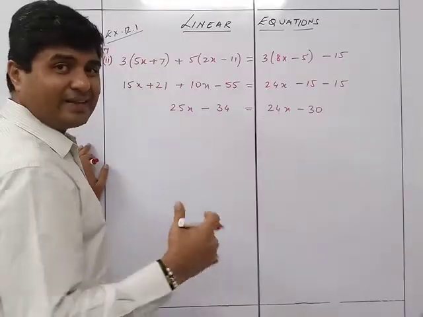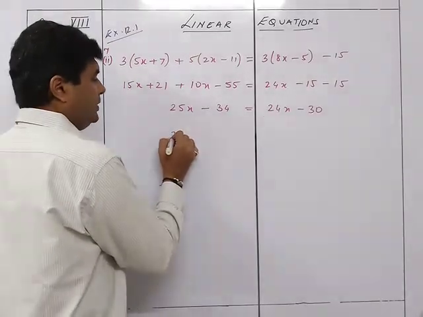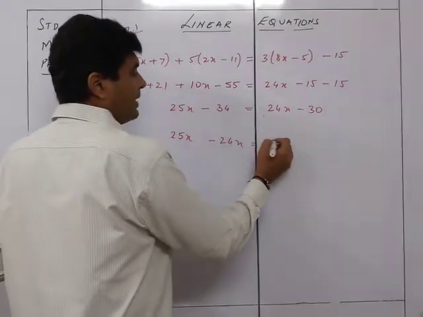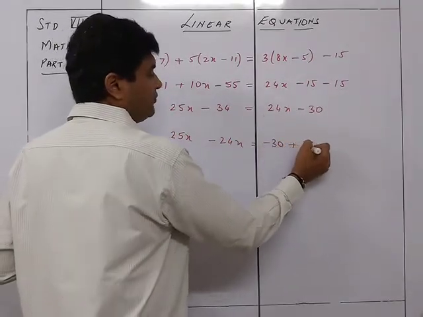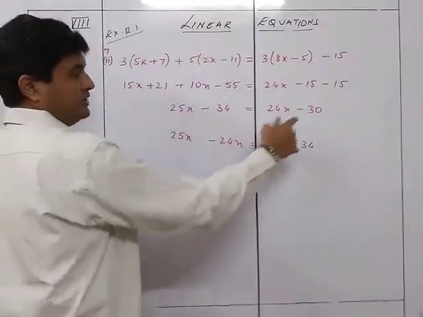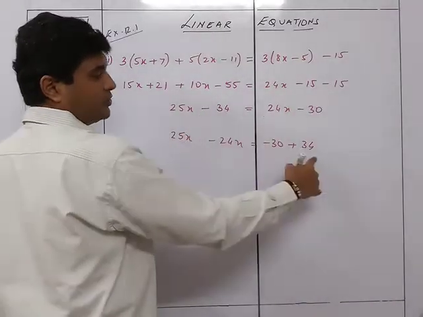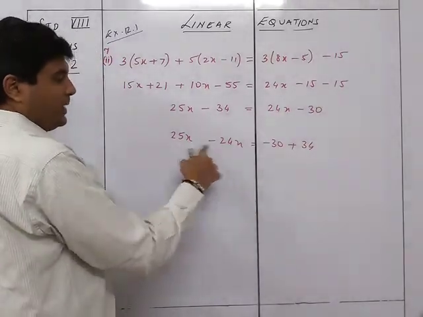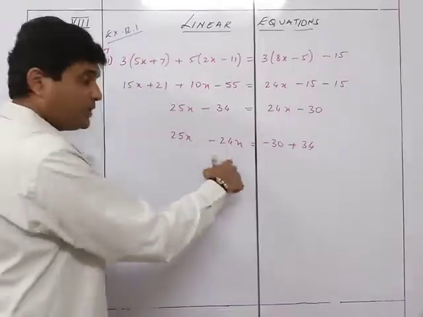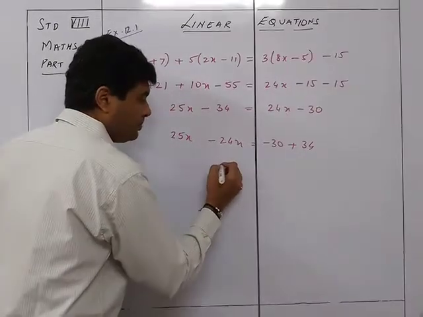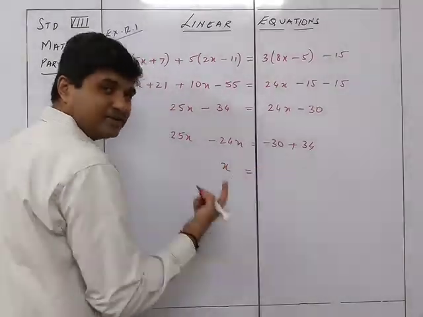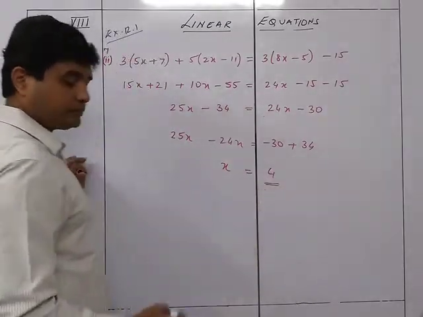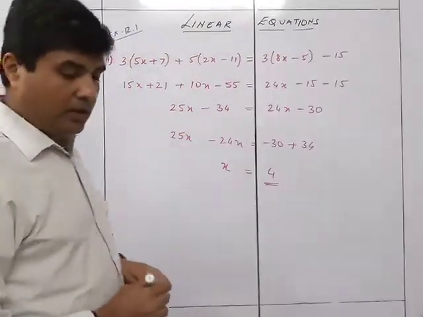Taking all x on one side and the numbers on the other side, you get over here 25x minus 24x is equals to minus 30 plus 34. Why? Minus 30 comes, and minus 34 goes over here, becomes plus 34. And this plus 24 coming over here becomes minus 24. 25 minus 24 will be 1. So it will be x is equals to 4. So that's the answer. Oh yeah, x is equals to 4.